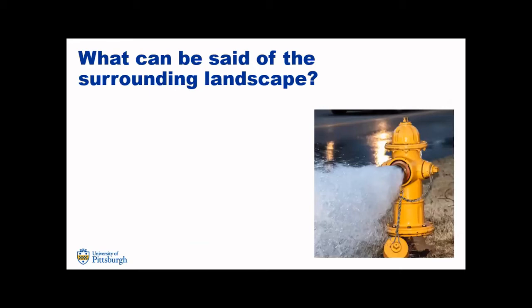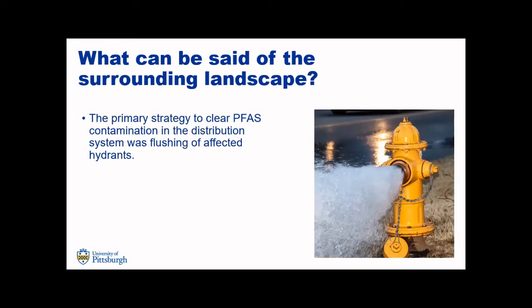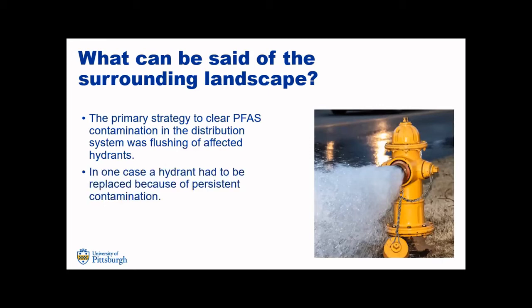So what can be said for the surrounding landscape? As I mentioned before, the primary strategy to clear the PFAS contamination from the distribution system was the flushing of the affected hydrants. And in one case, the hydrant had to be replaced. So the major question we're asking in that area is, where did the flushed PFAS go? And clearly it's either in the soils, wherever there were open soils where the water ran off, or it went directly into the Monongahela River, which is just on the edge of that neighborhood, and so into the surrounding surface water in Pittsburgh.